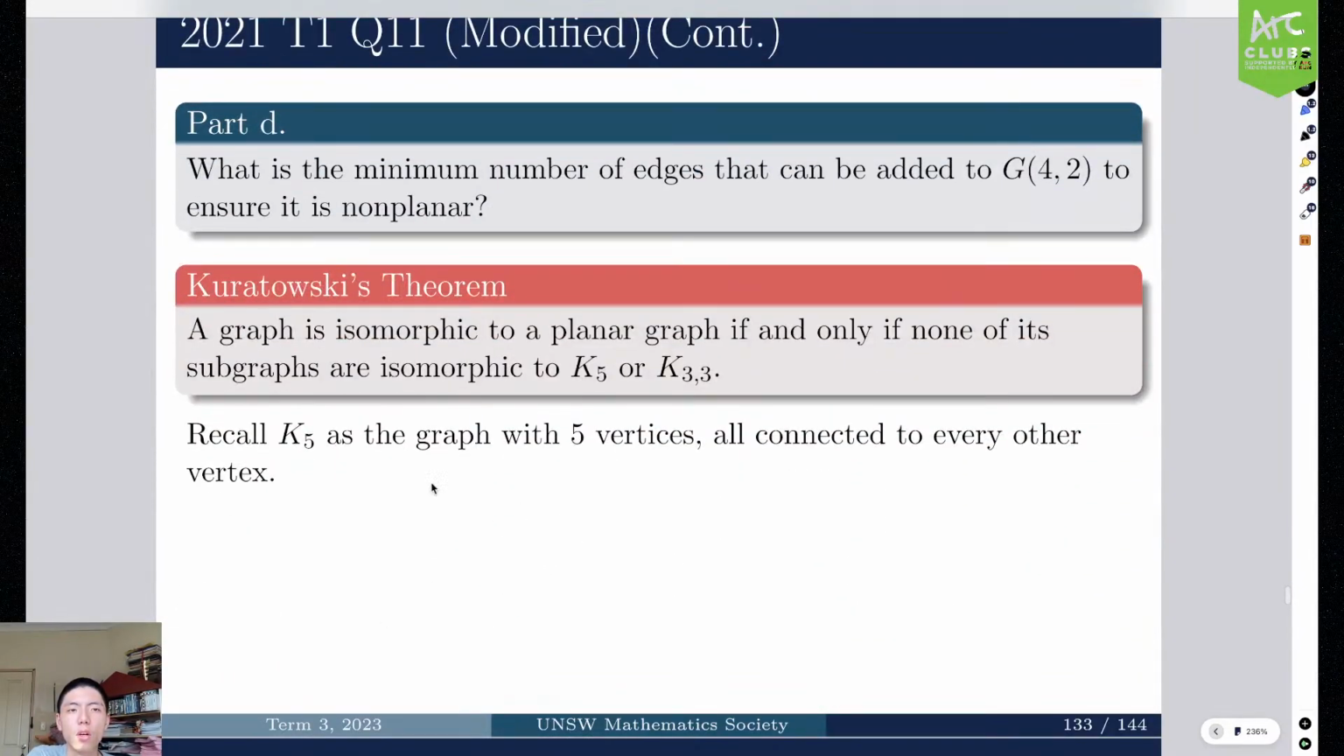Okay, so recall that K5 is a graph with 5 vertices, all connected to every other vertex. So essentially, if we have 1, 2, 3, 4, 5, then K5 is just this. Every vertex connected to each other. So it looks like a really nice star inside a pentagon like that.